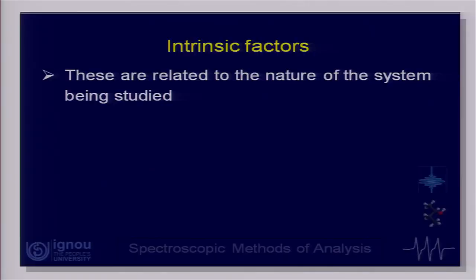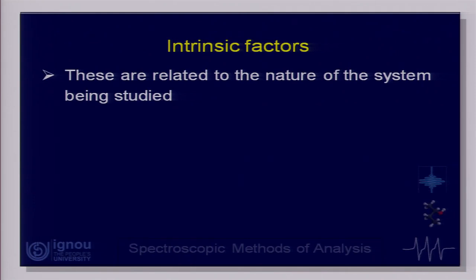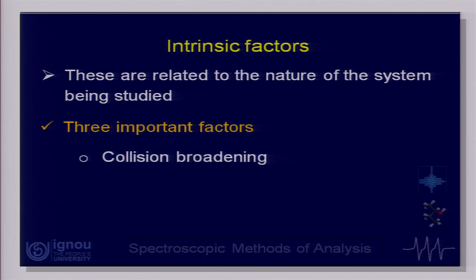The next factor, the intrinsic factor, is very, very crucial. As the name suggests, these are the ones which relate to the nature of the system being studied, that is, what is the nature of the molecule I am talking about. And here again there are three important factors. The first is what is called collisional broadening, because when you talk about width, width basically is the broadness of the signal.